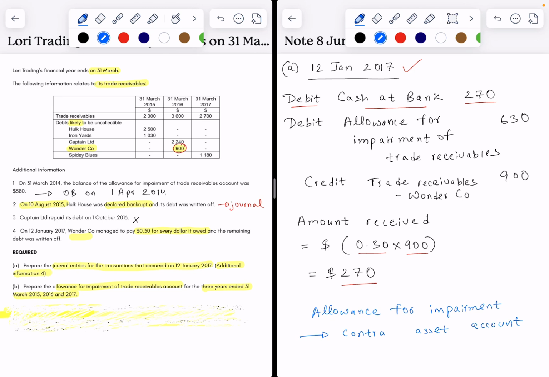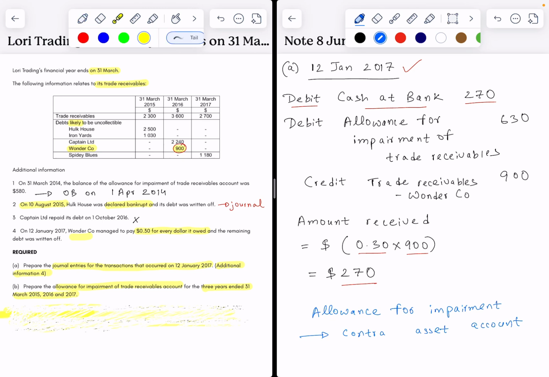In today's lesson, you will learn to prepare the allowance for impairment of trade receivables ledger account for multiple years. You will also understand the relevant journal entries that help in the construction of this ledger account correctly. You can see the question on the left hand side of your screen, and on the right hand side we have got all the workings which I'll explain and go through step by step. What I need you to do now is focus and follow through for an excellent understanding. With that being said, let's begin.